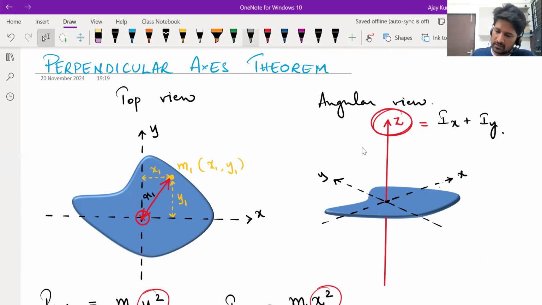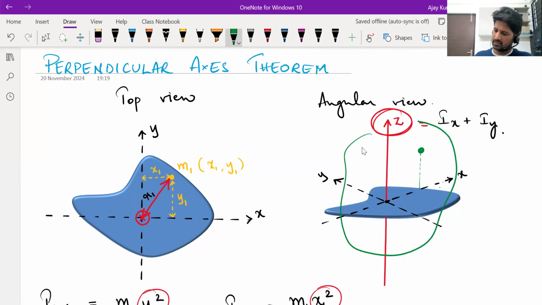Because consider something like this. Suppose there is a point of the system somewhere here, exactly above the x-axis. It's not on the x-axis, it's somewhere above it. Let's say there was a three-dimensional system like this. If you compress it parallel to the z-axis and make it planar, then you will see this particle falling on the x-axis. If the particle falls on the x-axis, finally Ix will become 0 for that particle. But initially it was not on the x-axis, meaning initially a non-zero Ix value was there.